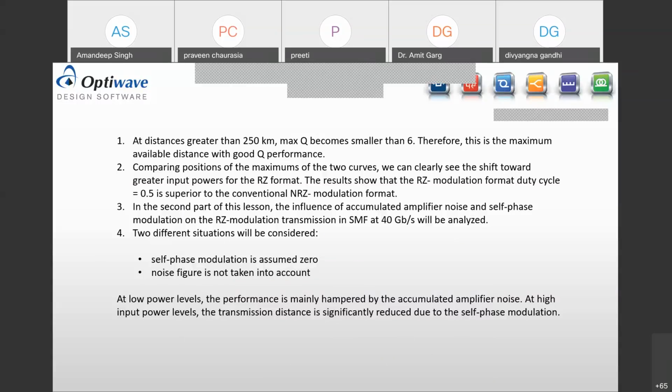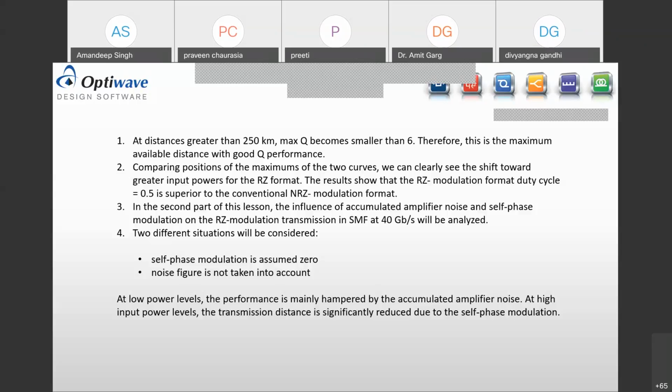Distances greater than 250 kilometers, maximum Q factor becomes smaller than 6. Therefore, this is the maximum Q available distance with the performance. Comparing the positions of maximum of the two curves, we can clearly see the shift towards the greater input powers and with the duty cycle 0.5. So these are some of the conclusions we can undertake during the simulations. So what is good, what is not good, what Q factor is good for this range.